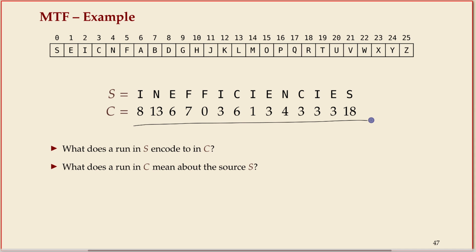So what you get at the end is a sequence of numbers. And on this example, I'd like to have a closer look at what the properties of this sequence of numbers could be. First of all, if you have a run of characters in S, what happens with that? So we have a very short run here, 2 Fs in a row. Well, after the first F, F is at the beginning of the list. So the second F will be a 0. Obvious, right? And if I had more Fs, then there would be more zeros. So we get zeros after the first.